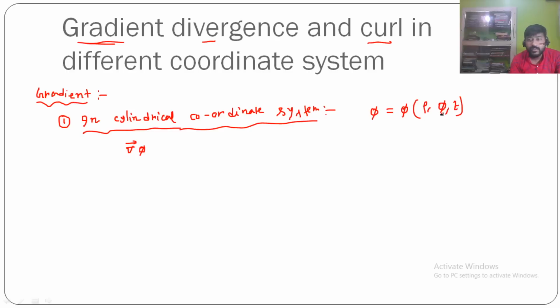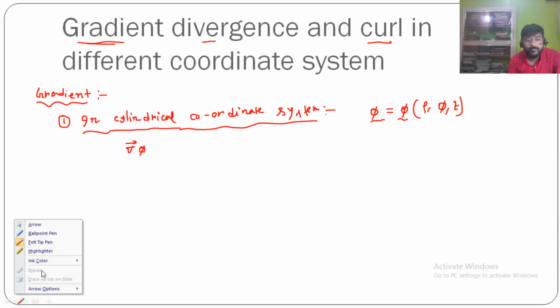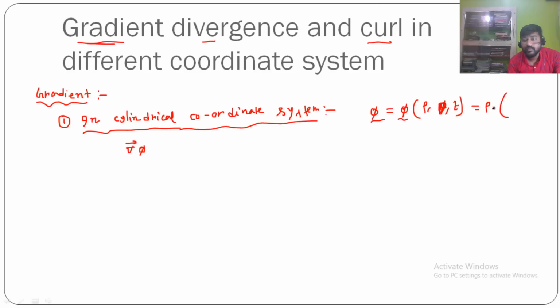Sometimes, instead of rho, phi, z, you can also write it in terms of rho, theta, z, as I have taken phi as a function. Instead of phi, I would like to write it in terms of theta. So phi will be a function of rho, theta and z, and I will write it like this: rho, theta, z. So grad phi will be what?